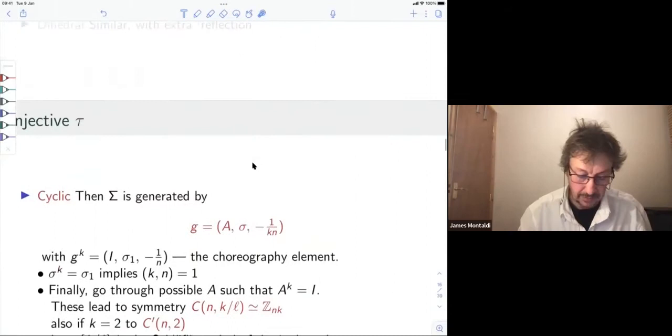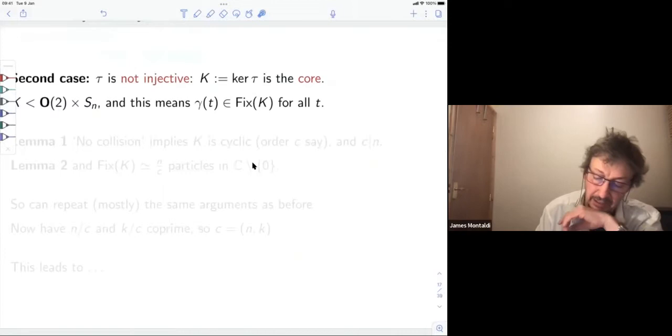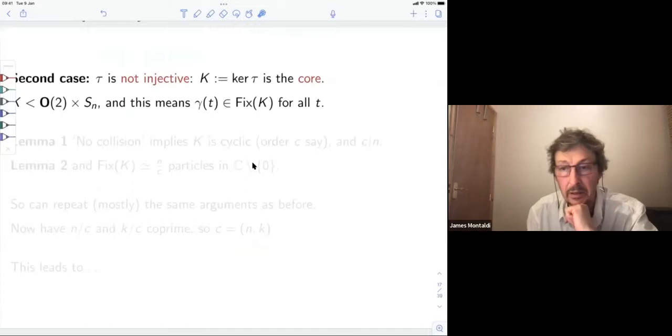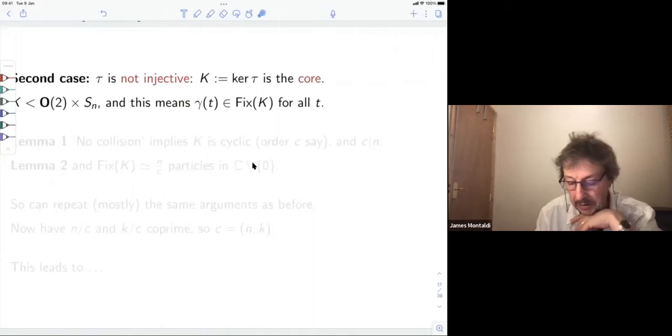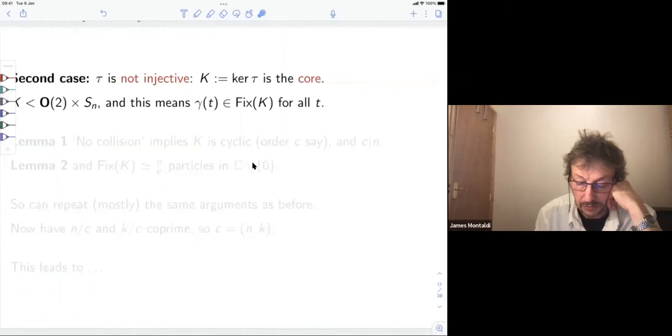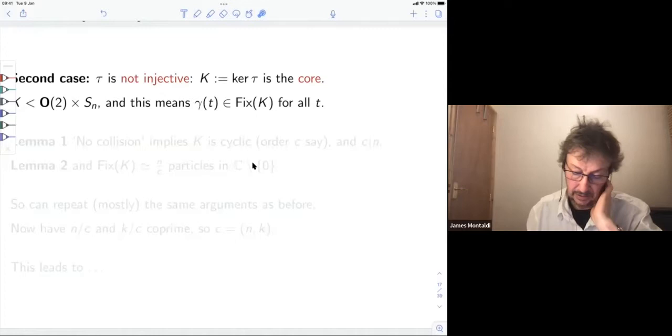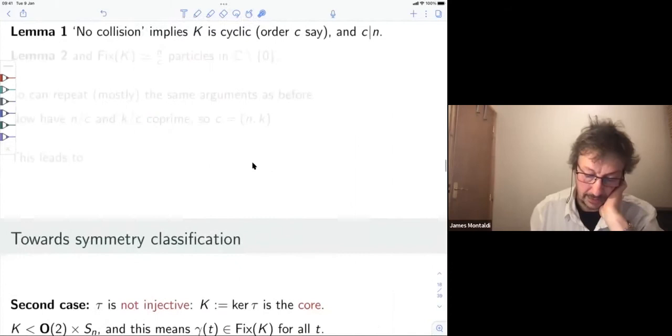But if tau is not injective, then it's got a kernel, which you can show without difficulty is a cyclic group. So you get a direct product, or really a semi-direct product, of a cyclic group, the kernel, with the image, which is also cyclic or dihedral. So you can get a slightly more complicated list of classification.